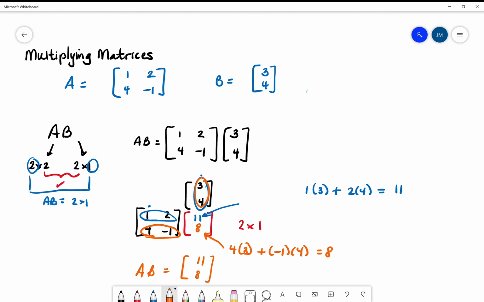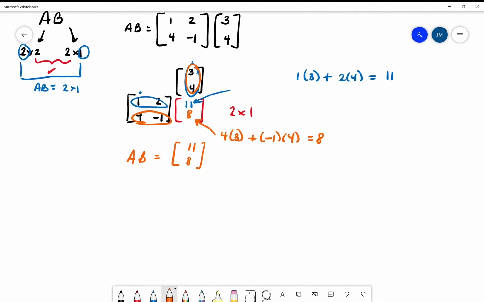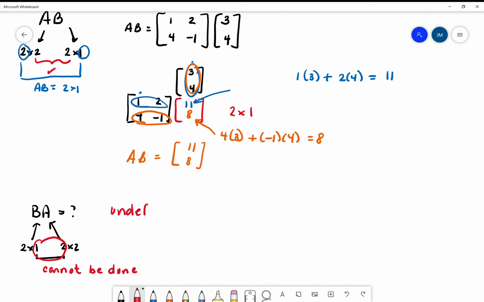Okay. Now, because multiplying two numbers is what we call commutative, which means it can be done in any order, let's see if we can find matrix BA. Well, let's double check. So B is a 2 by 1, and A is a 2 by 2. So if I check the insides, this says, wait a minute, these do not match. This says it cannot be done. So therefore we say BA is undefined.